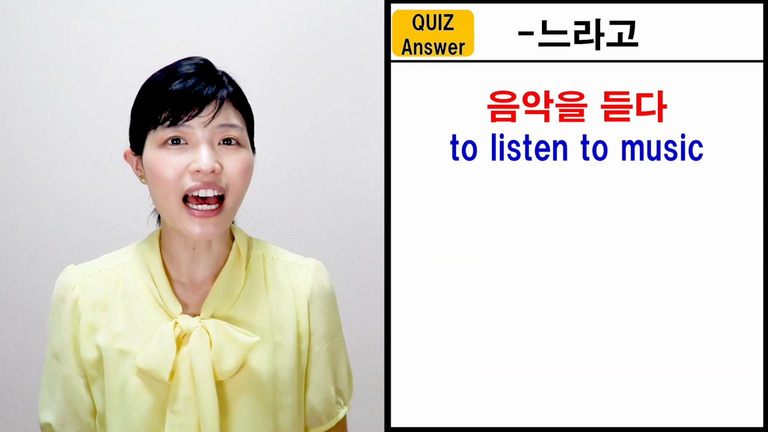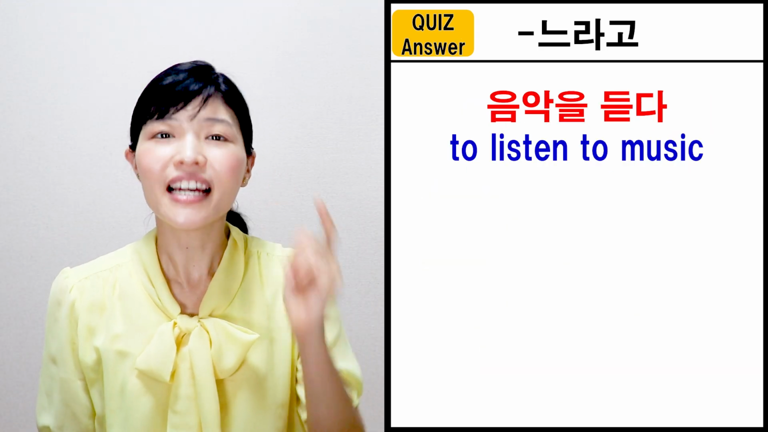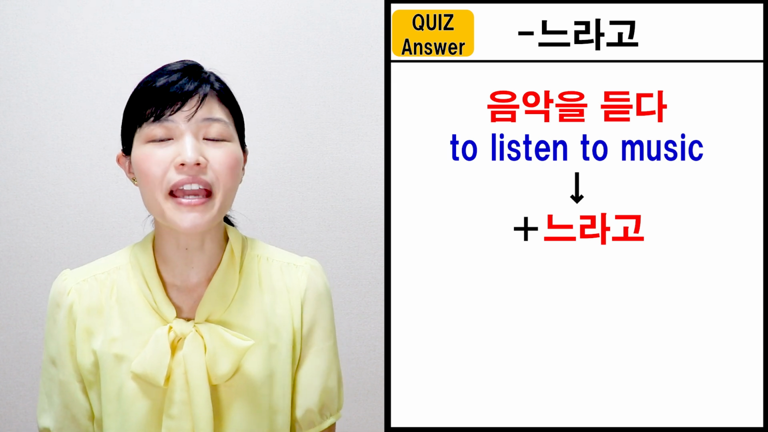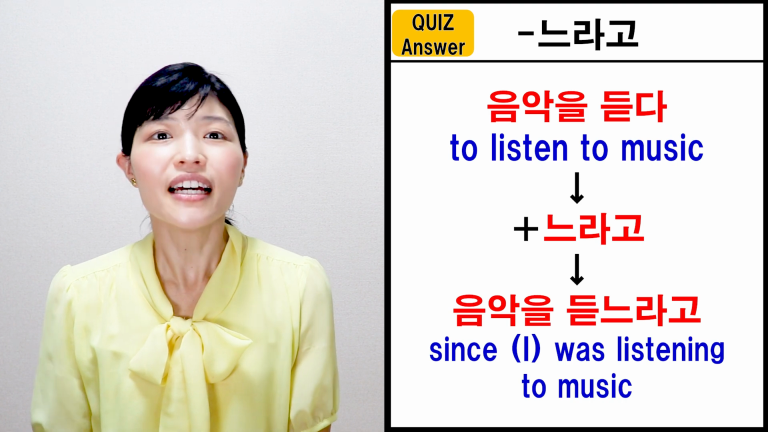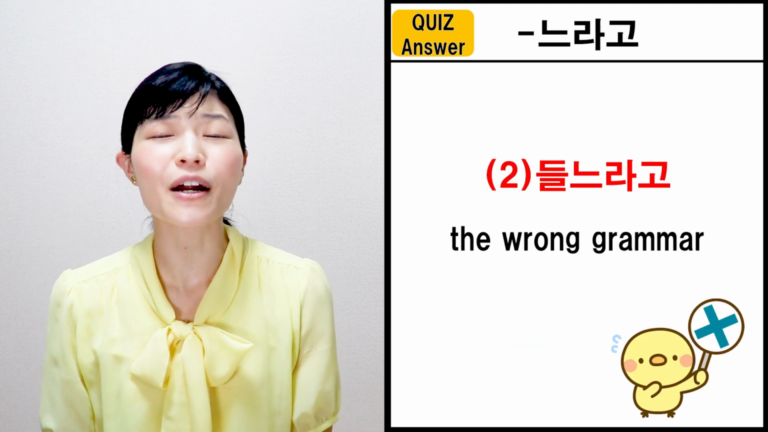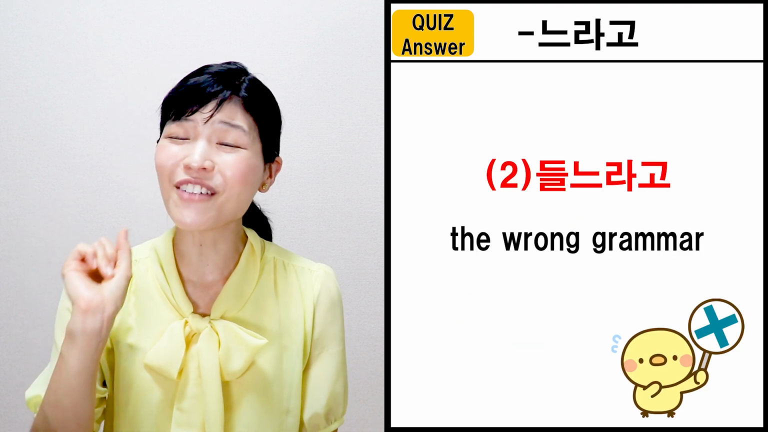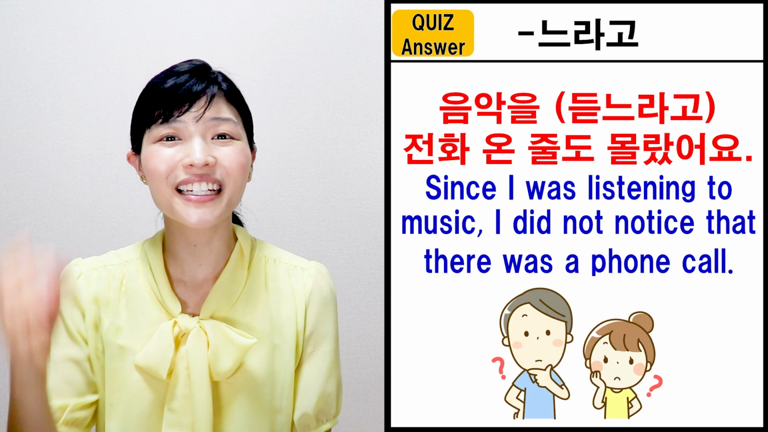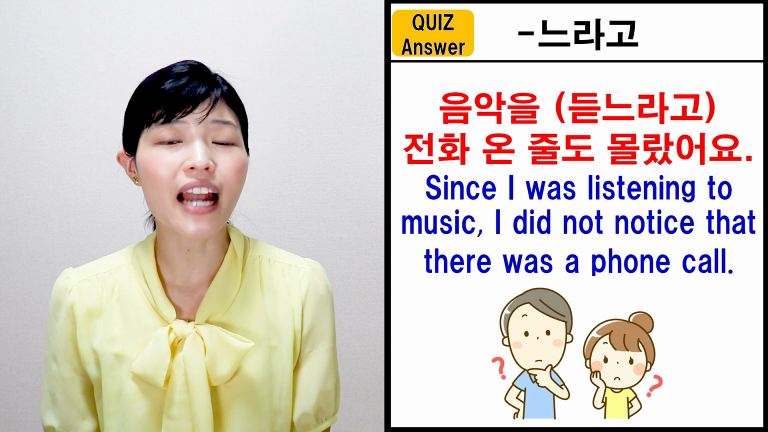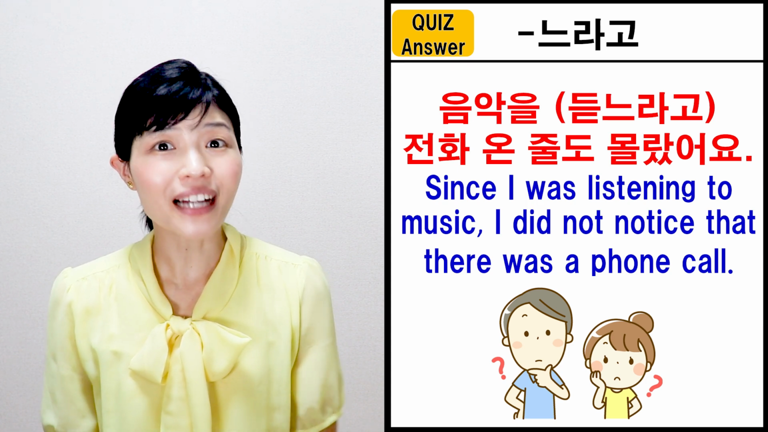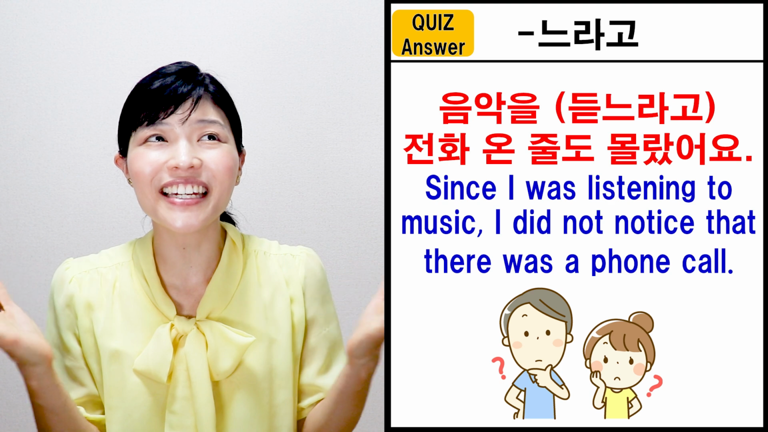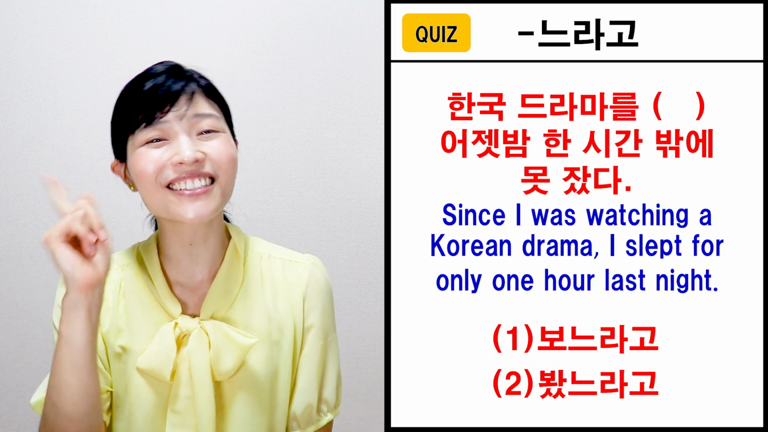Here, 음악을 듣다 means to listen to music. You attach 느라고 to make 음악을 듣느라고 since I was listening to music. Number 2, 들느라고 is the wrong grammar, so be careful. Now, let's read it together. 음악을 듣느라고 전화 온 줄도 몰랐어요. Please practice several times to feel 느라고. Let's see the next quiz.